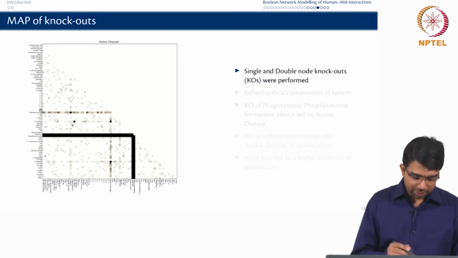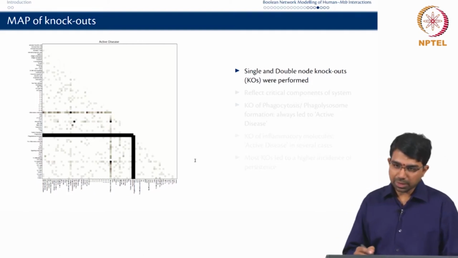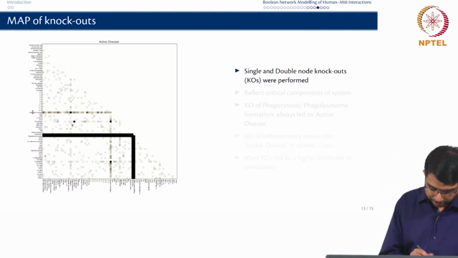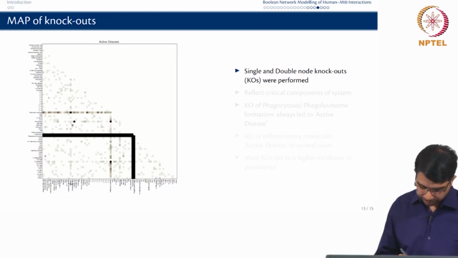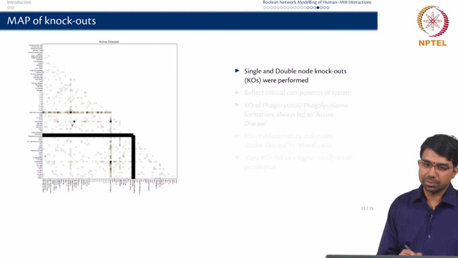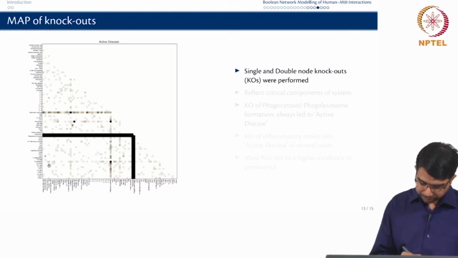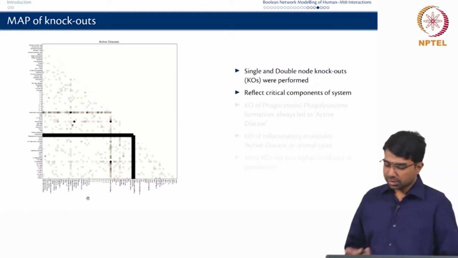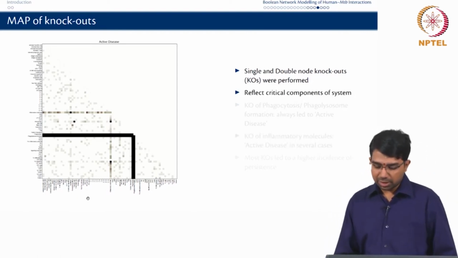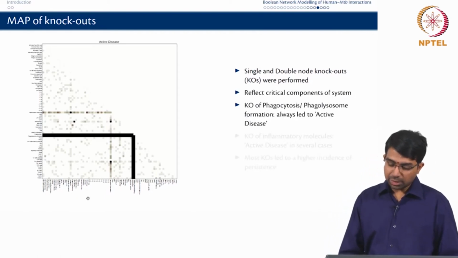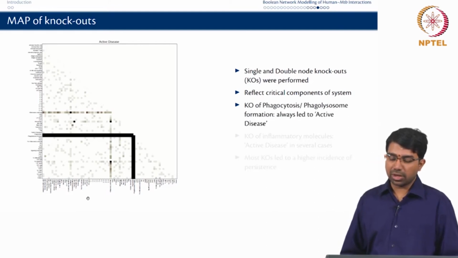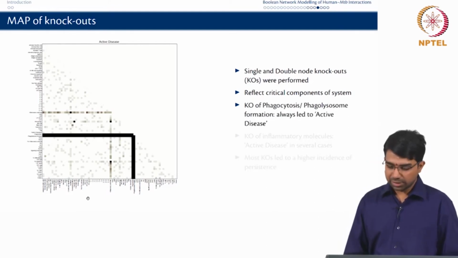This is a double knockout matrix. It shows you what happens when I remove inflammatory molecules and cathelicidin. When two major inflammatory molecules are out, disease always sets in. Again, as I was mentioning, this reflects the critical components of the system. Anytime you knocked out phagolysosome formation and phagocytosis together, it always led to active disease.